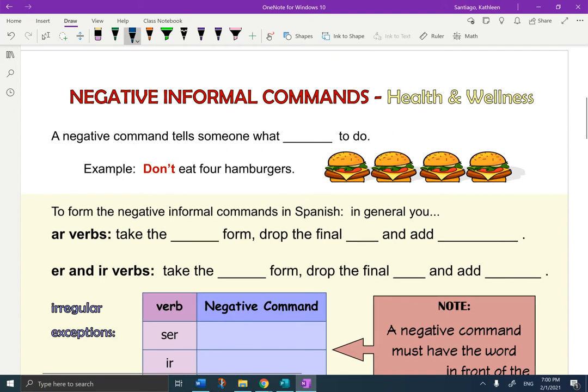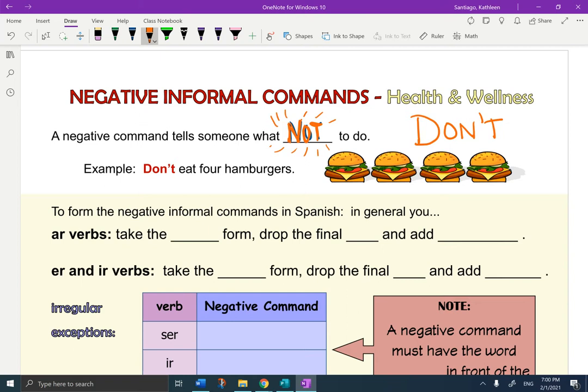So, negative informal commands. A negative command tells someone what not to do. Okay, not to do. Should I do that in red too? Okay, that's kind of important. They start with don't. So you're telling them what not to do. Example, don't eat 4 hamburgers.